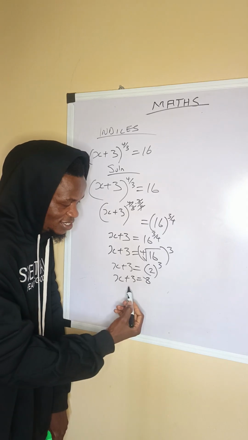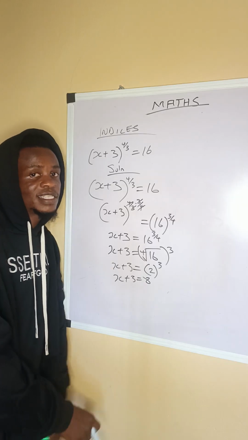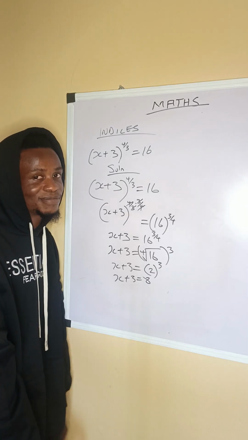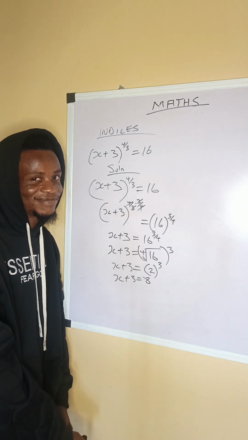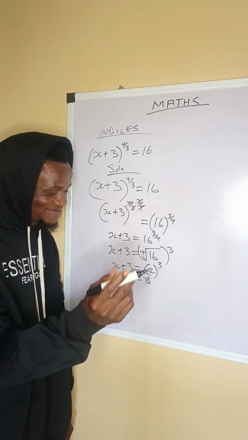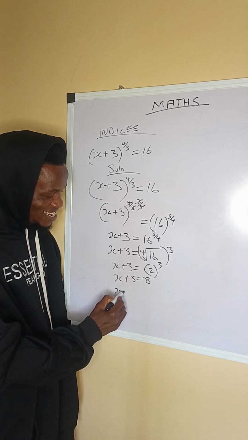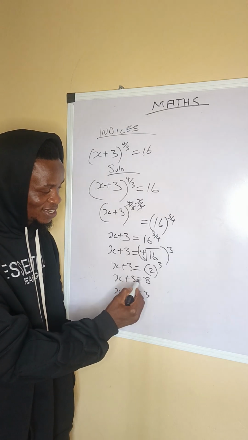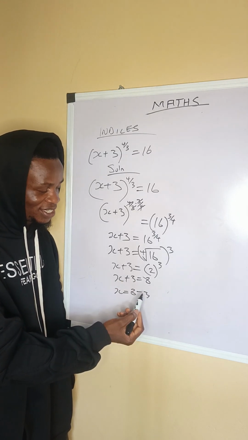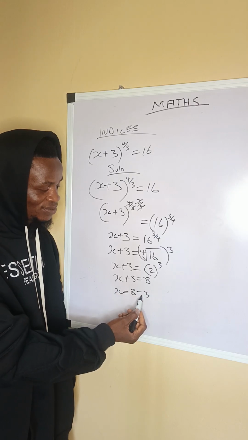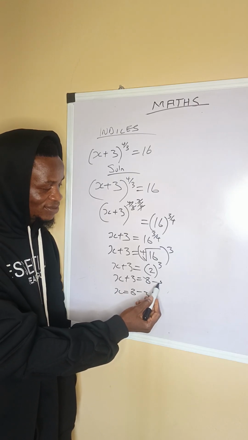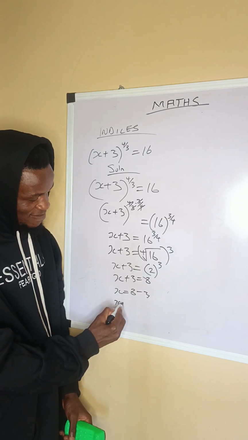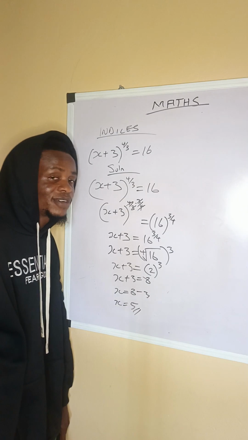Tell me your answer. Alright, moving on. If we take this 3 to the other side, x will be equal to 8 minus 3. You know that anything we cross the equal sign, the sign must change. So this positive 3 changes to negative. It will be x = 8 minus 3, so your answer will be 5. And that will be your final answer.